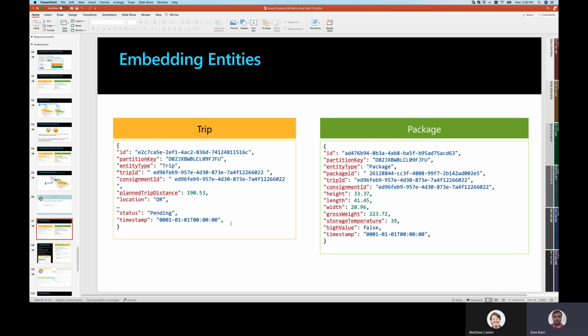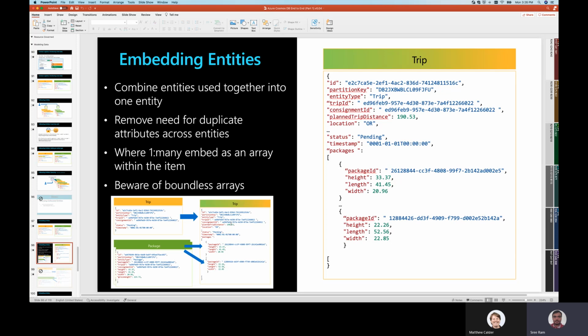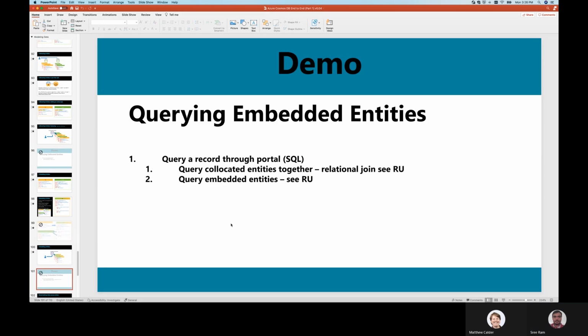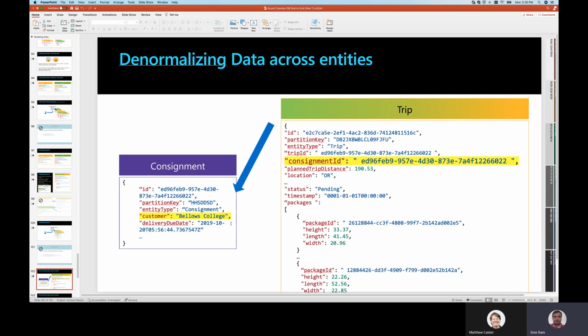So this is again the example of embedding that is being shown here. Like I said, if you want the bare minimum attributes of the package, such as package ID, its height, length, and width, you just embed it into the trip, and that's all it is. So then let's see all of these together at one shot.